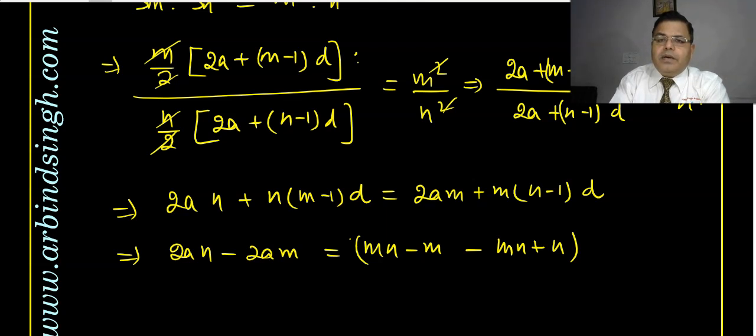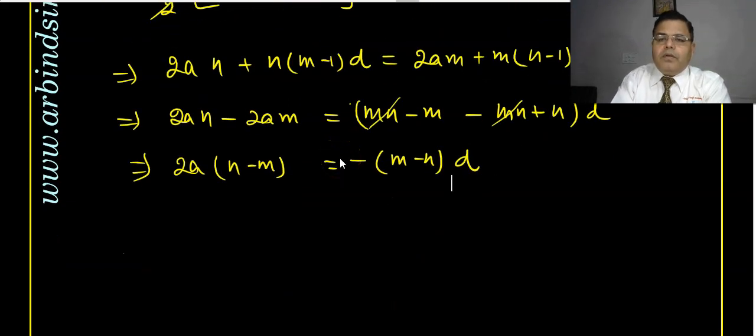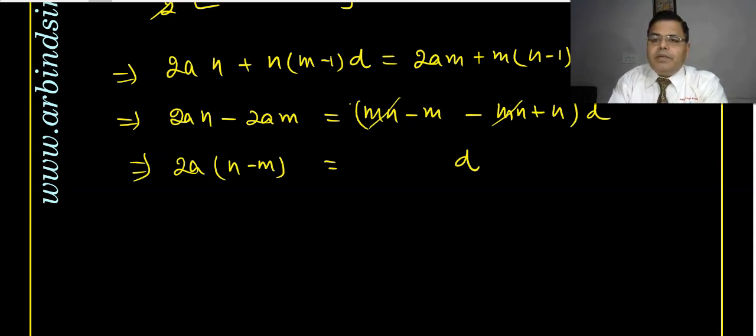And the whole has common d. D is common in both. So here mn and mn cancel. Then we can take 2a n minus m is equal to, here if I take common, m minus n into d. Or we can write n minus m, there is no problem. We can write it like n is positive, m is negative. So we can write it n minus m.